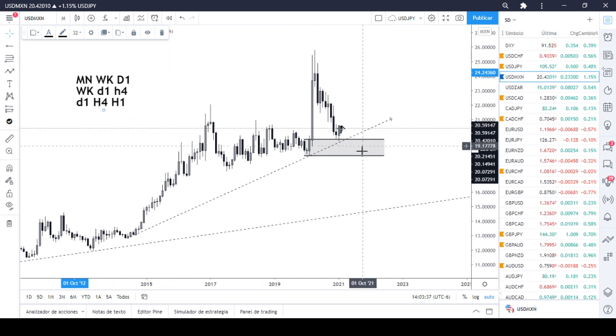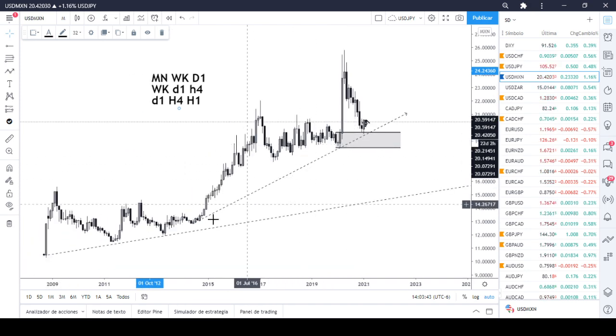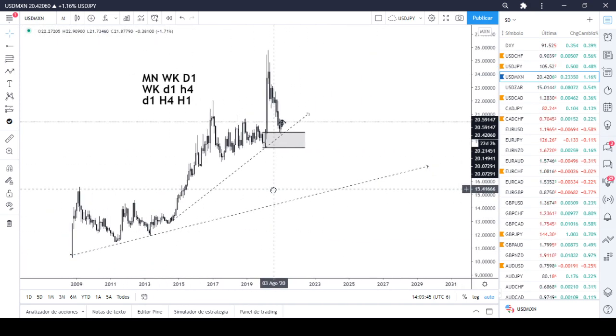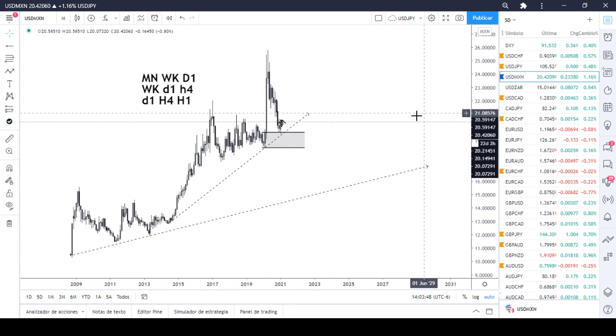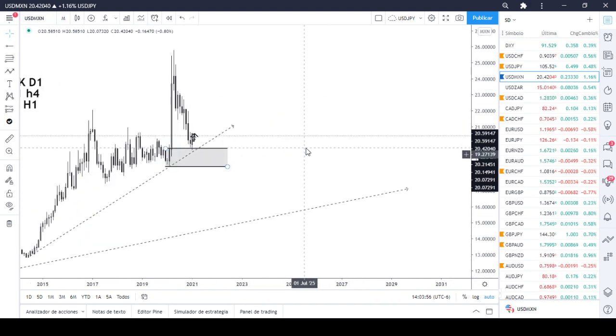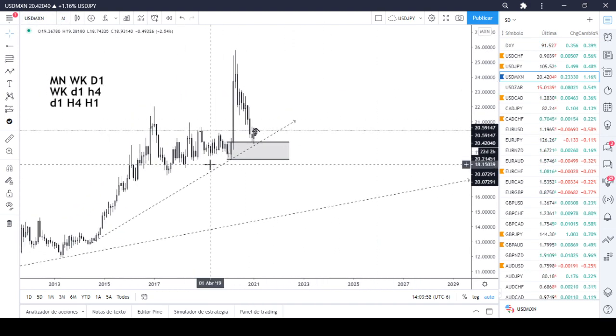So, for instance, you see, monthly is on a bullish order block, on a monthly demand zone. There is a monthly trend line. We have two monthly trend lines going up that are still intact. So I don't see any evidence of sellers stepping in. In fact, we are seeing this potential movement.